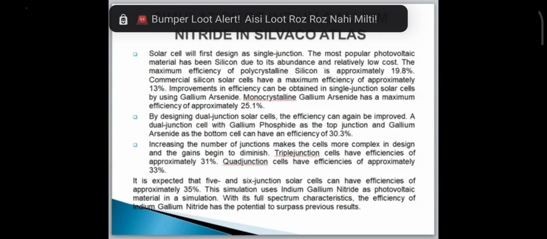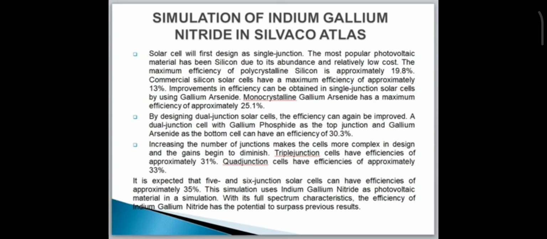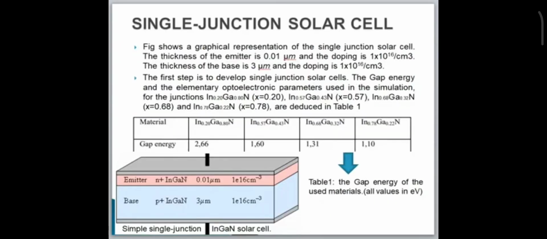This simulation uses indium gallium nitride as the photovoltaic material. With its full spectrum characteristics, the efficiency of indium gallium nitride has the potential to surpass the previous results. By using the indium gallium nitride material, you can increase the efficiency up to 40%. Single junction solar cell. The figure shows a graphical representation of the single junction solar cell. The thickness of the emitter is about 0.01 micrometer and the doping is 10 raised to the power 16 per centimeter cube.